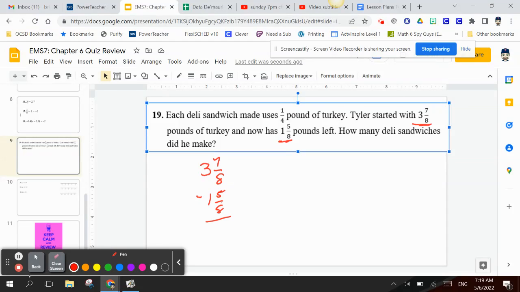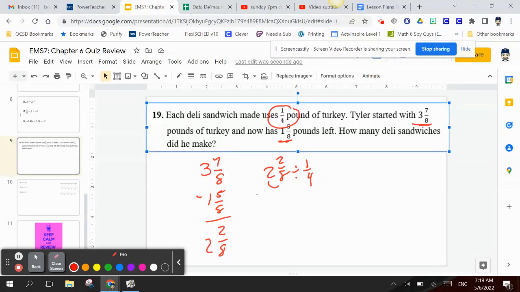So I have to take 3 7/8 minus 1 5/8, which would be 7 minus 5 is 2/8. 3 minus 1 is 2. So I have 2 2/8. And I want to divide that by 1/4 because I know 1/4 of a pound goes into each sandwich. So I have 2 2/8 divided by 1/4. I'm going to change this to an improper fraction.